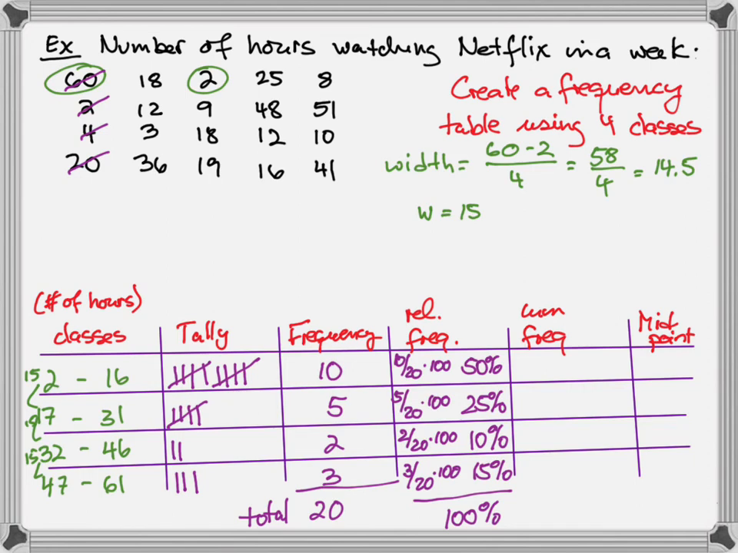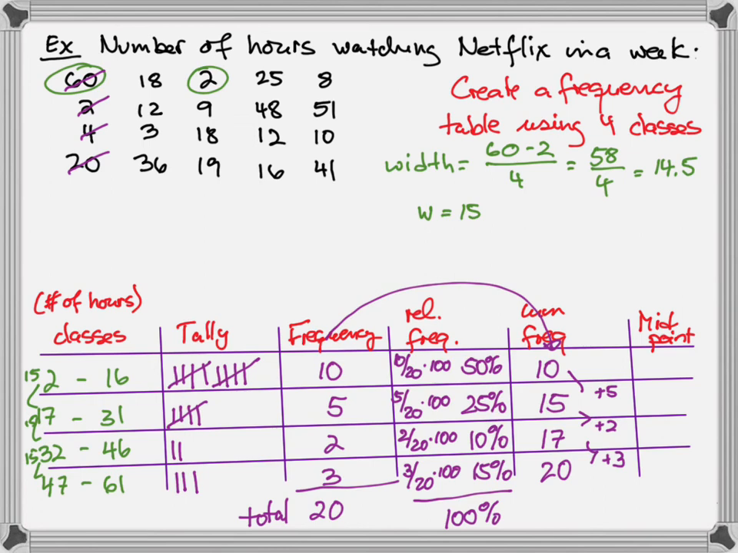Cumulative frequency starts with the first frequency, so the first frequency is 10, and then we keep adding the next frequency to the previous frequency. So the next frequency here is 5, so 10 plus 5 would be 15, plus 2 is 17, and plus 3 is indeed 20. This has to be equal to 20.